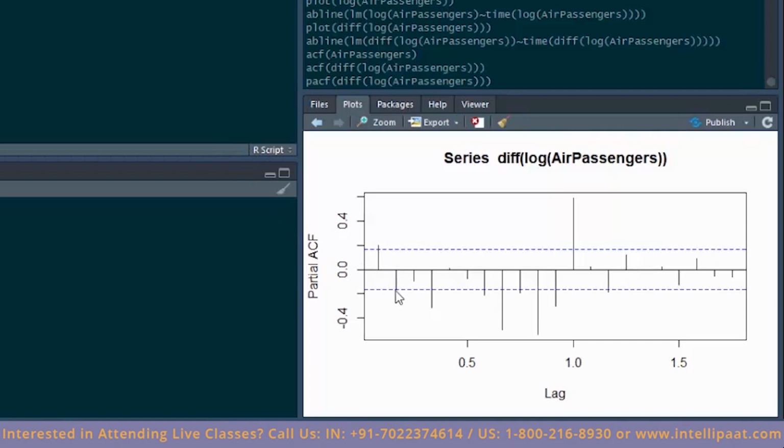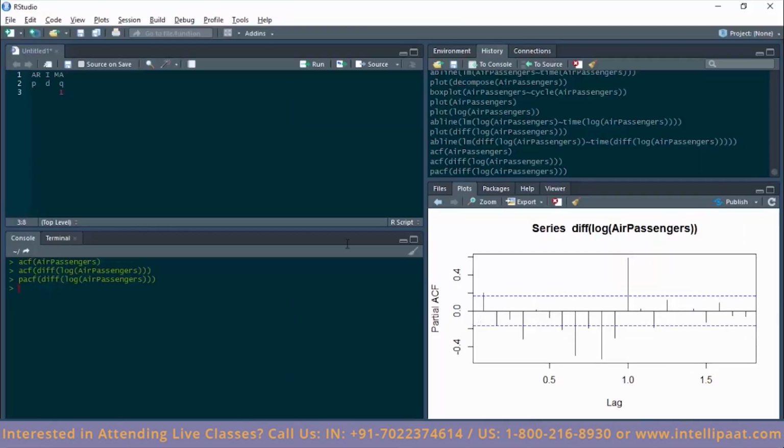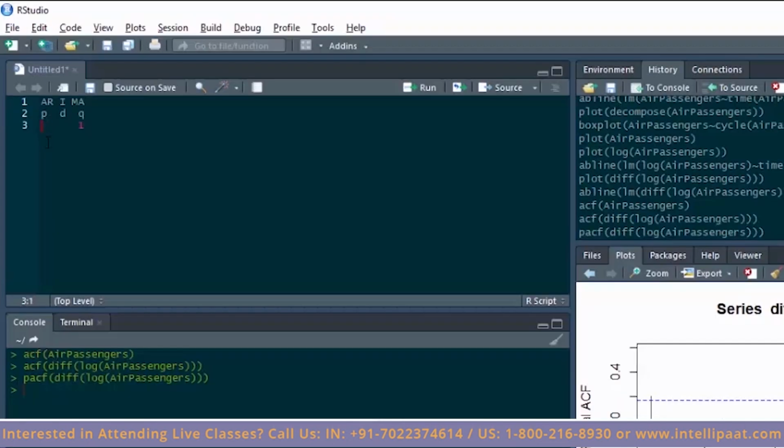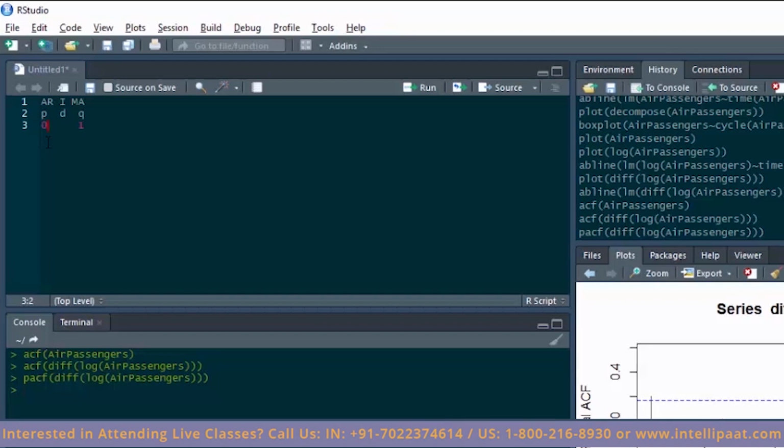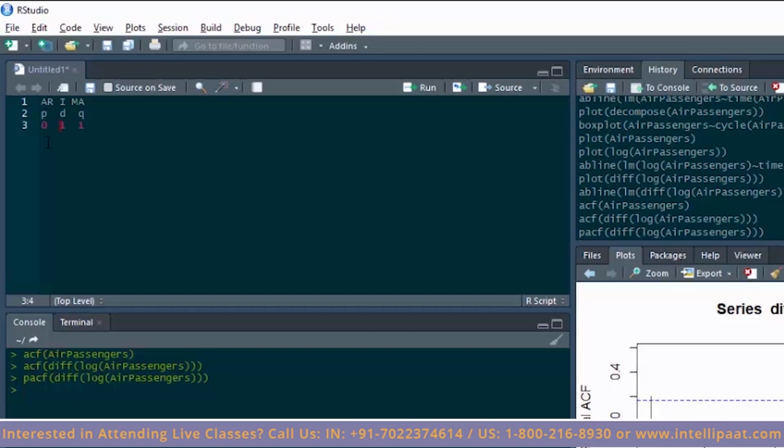So this is the 0th line, this is the first line. And since this is the 0th line, the value of P would be 0. Okay, so we have found out the value of P and the value of Q. Now the value of D is just the number of times we differentiate the data set to make the mean constant. And since we differentiate the data set only once, the value of D would be 1. So we have successfully got the values of P, D, and Q.